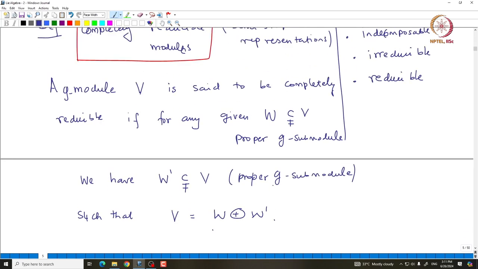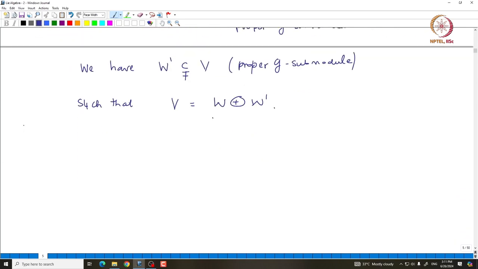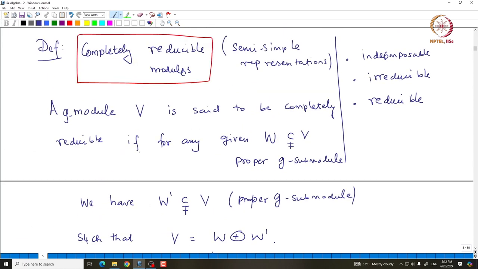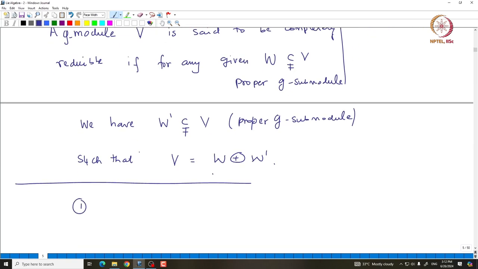So there are actually many different definitions of complete reducibility available in the literature, and one can prove that all those definitions are equivalent. For example, I am going to prove one of the statements. So let me recall what the other analogous statements are. The very first definition is given in this definition. It is said to be completely reducible if for any given proper G submodule W you have a complement. This W dash is called a complement of W in capital V. Okay. So given any proper W, we always have a complement. That is what it says.